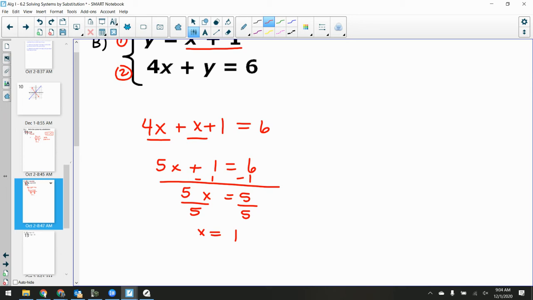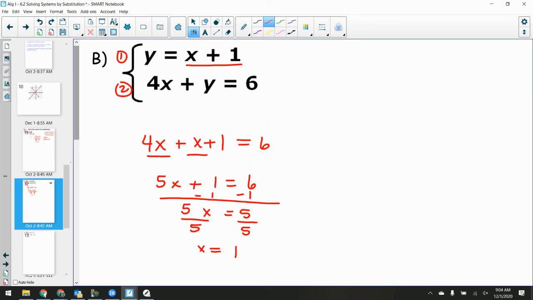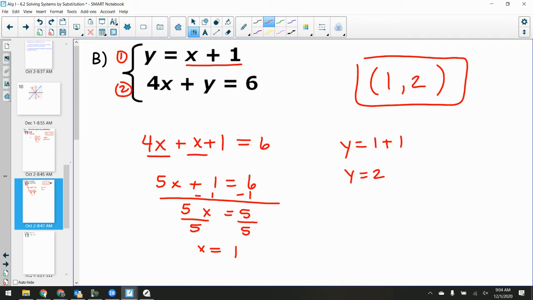We take that 1 and we plug it back in. Where do we plug it back into? Well, if I'm trying to solve for y, I know I've got x is 1. I'm trying to figure out what my y value is. Don't you think the first equation is really easy to plug x into? Y is equal to x plus 1, so y is equal to 1 plus 1, or 2. Questions about that?